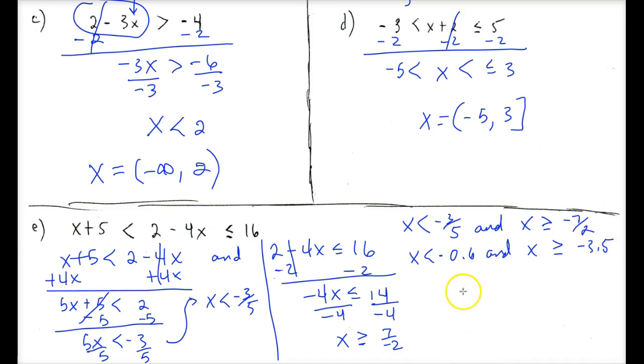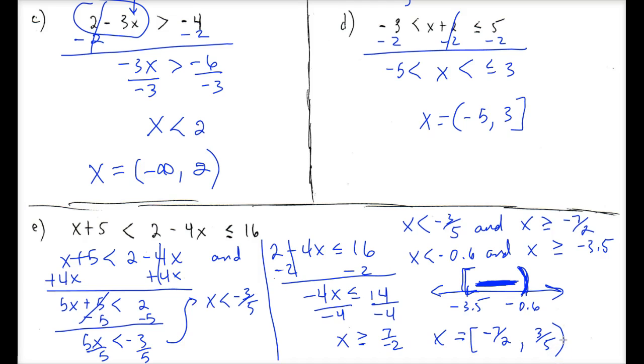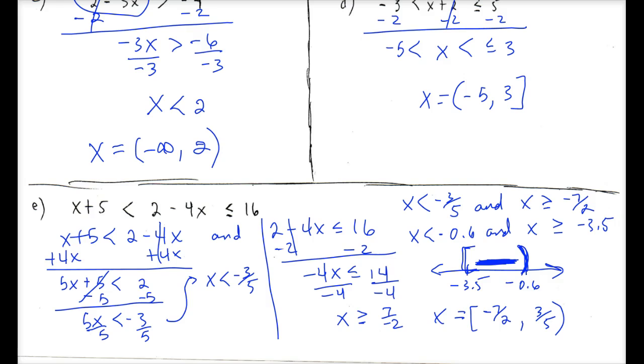So if we were to draw that, the -3.5 would be here, the -0.6 is here, and we're saying that we're all in between these numbers here, where the -0.6, we can't include that, but the -3.5, we can. And so the answer here just ends up being [-7/2, -3/5) with the parentheses. All right, and I think we need to put that negative there.